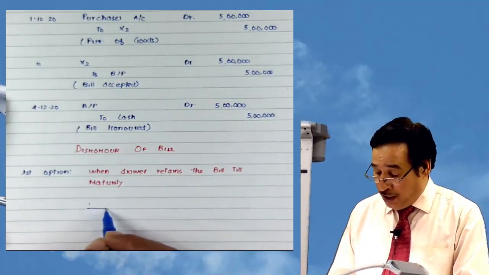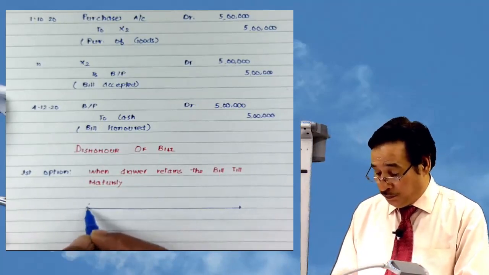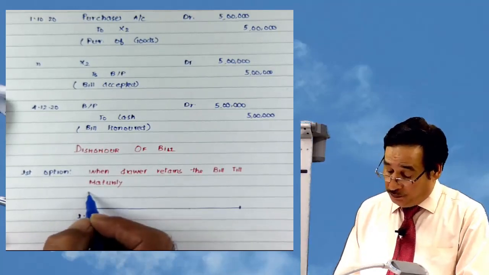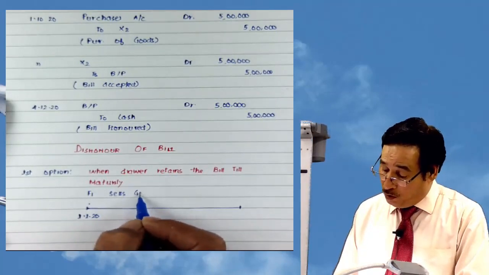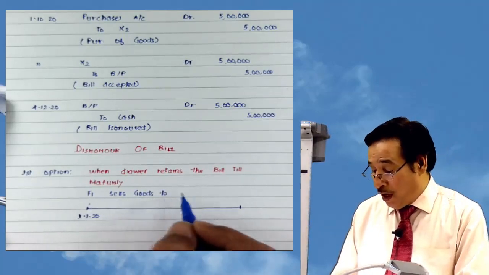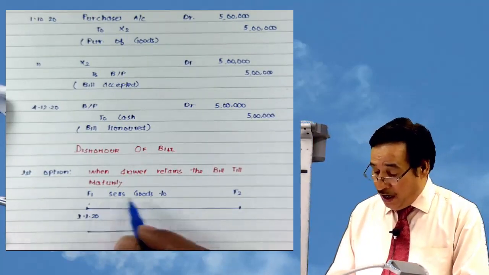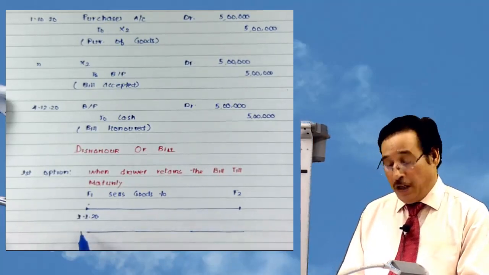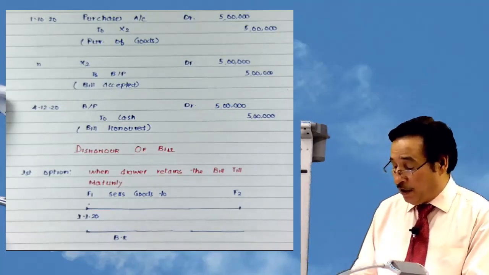So, in order to understand this, let us say on 1-1-2020, F1 sells goods to F2. Correct? And he draws a bill on F2, which is accepted by F2 and returned back to F1. So BR on 1-1-20 is received. Correct?